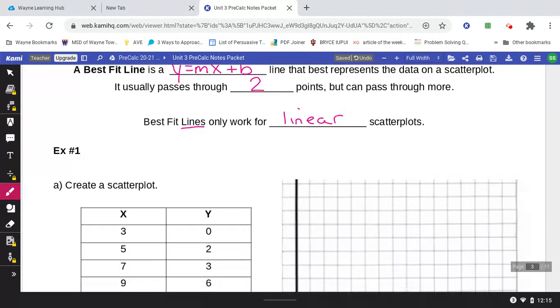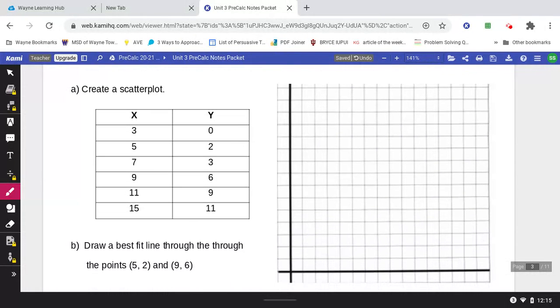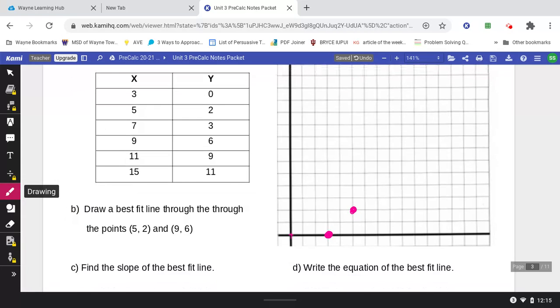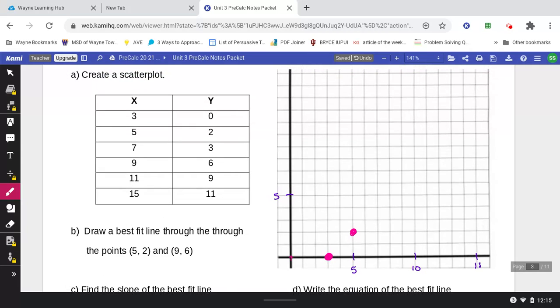So for example, part A, we're going to start by creating a scatter plot. This right here is your 0, 0. Just be mindful of that. And we're going to plot each of these points. 3, 0. 5, 2. And what might also be helpful, which I'll often do, is put little tick marks every 5 places. 1, 2, 3, 4, 5. And label. That's often helpful, especially if you have several dots.